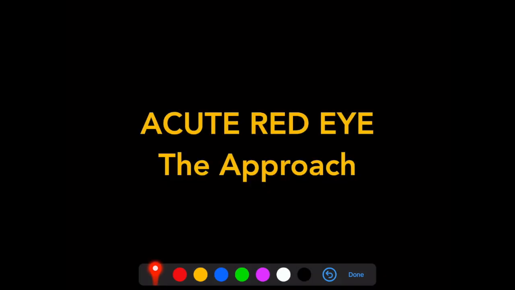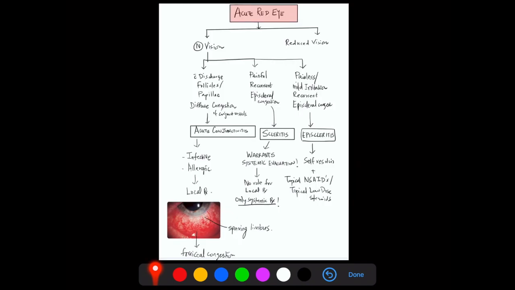Now, I want to put everything into perspective as acute red eye. Just hang on with me. I know you might get lost now, but this is the most important part. Why? Because explaining scleritis is not a big thing. Anybody can talk about scleritis, the types, the varieties, and so on and so forth. But when a patient comes to me with an acute red eye, how am I going to diagnose the patient? Am I going to miss scleritis or not? That is the most important question to answer. So let us take this approach.